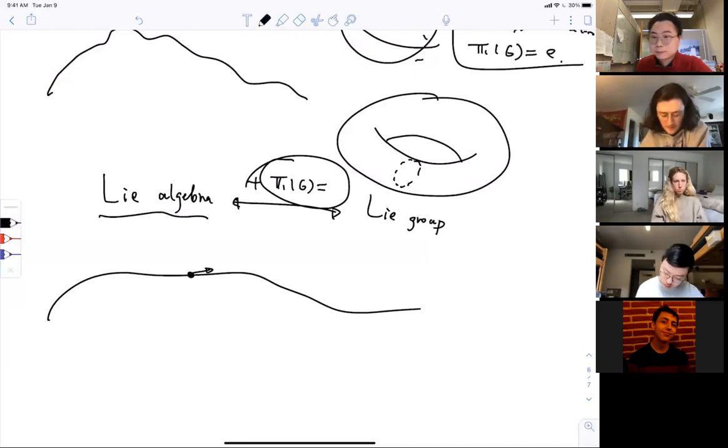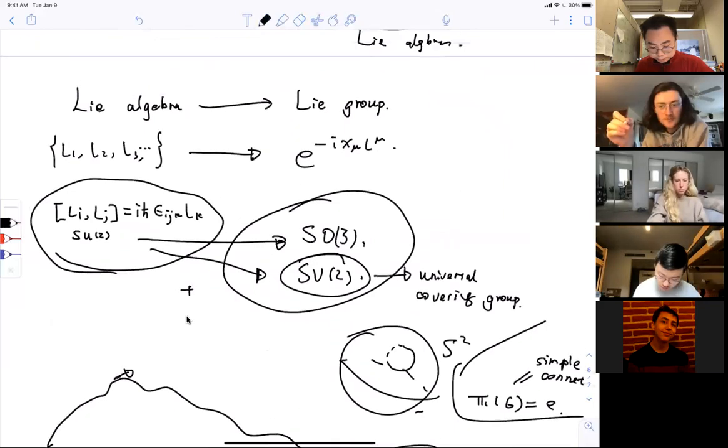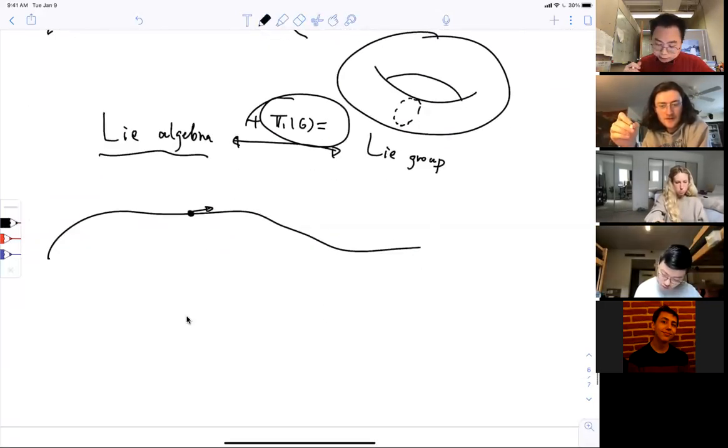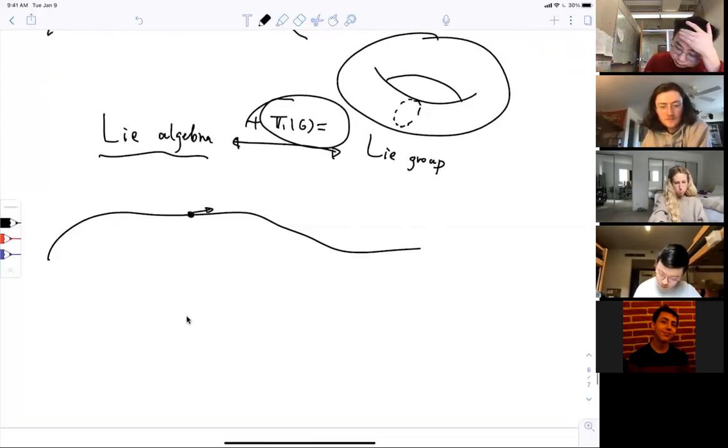So in the example of the SU2 or SO3 or SO2 groups, could you explain how this constraint allows us to reconstruct one of those groups from a given Lie algebra? Sure. Yeah, I can do that.